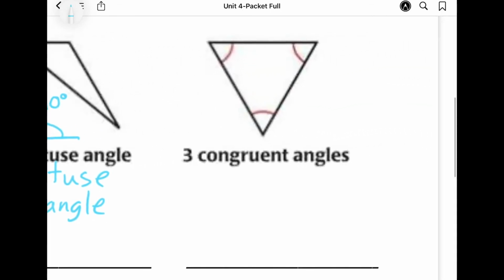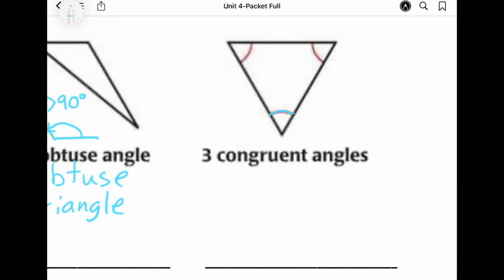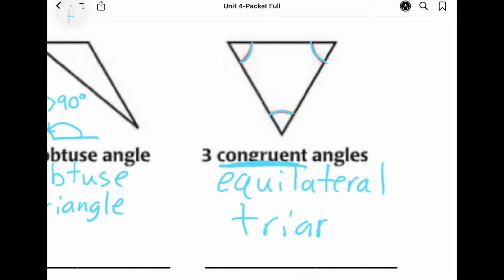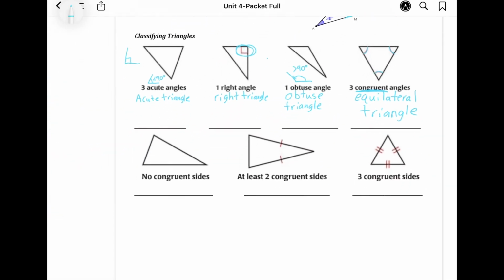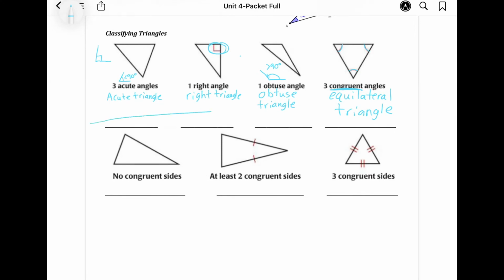And then lastly, if all of the angles are congruent to each other, not just that all three of them are acute angles, because that is correct in this case, but specifically that all three angles are congruent, we're dealing with an equilateral triangle. So this first section that we just did was classifying triangles by their angles.